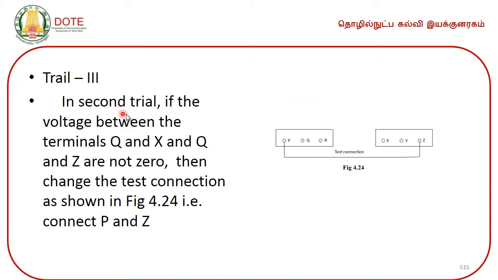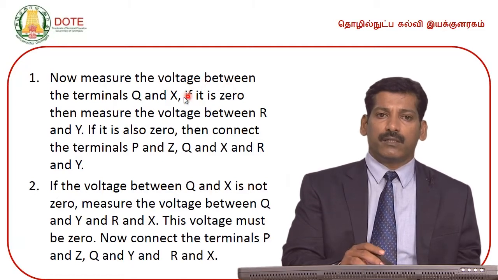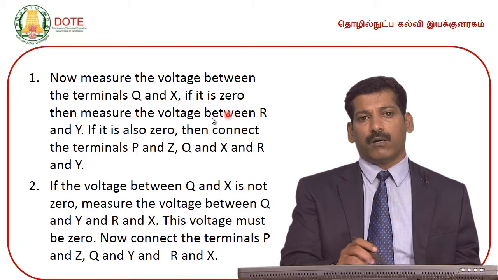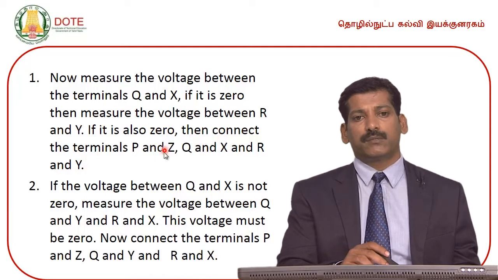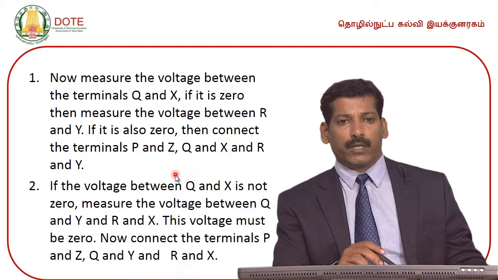Trial 3. In the second trial, if the voltage between the terminals Q and X and Q and Z are not 0, then change the test connection as shown in figure 4.24, that is connect P and Z. Now measure the voltage between the terminals Q and X. If it is 0, then measure the voltage between R and Y. If it is also 0, then connect the terminals P and Z, Q and X, and similarly R and Y.